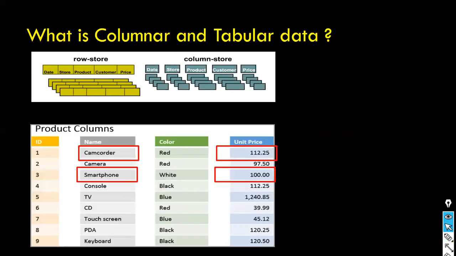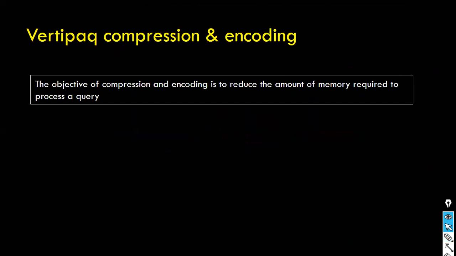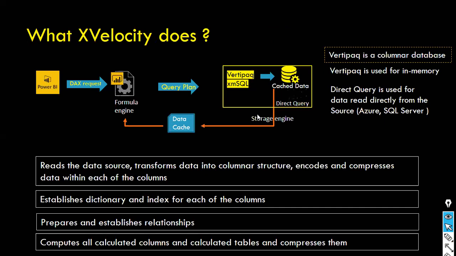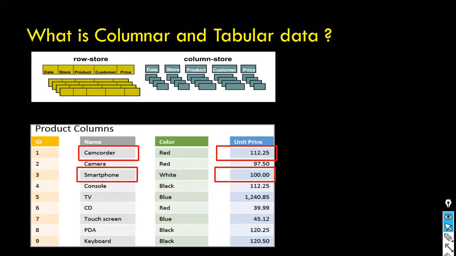Next one is the Vertipaq compression and encoding. Okay. There is a question from Preeti. Okay, yes. What is a columnar database? Why does it have to convert the row to column?